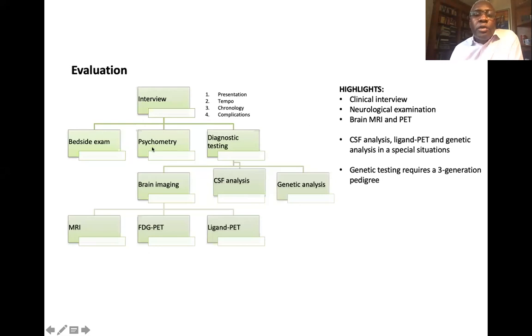Right here, psychometry refers to the scales that we ask. Many of you will be familiar with the Mini-Mental State Exam scale, or the Montreal Cognitive Examination, what we call the MoCA, which we use at the bedside not to make a diagnosis. Its purpose is not to make a diagnosis, it's to estimate the severity of things.